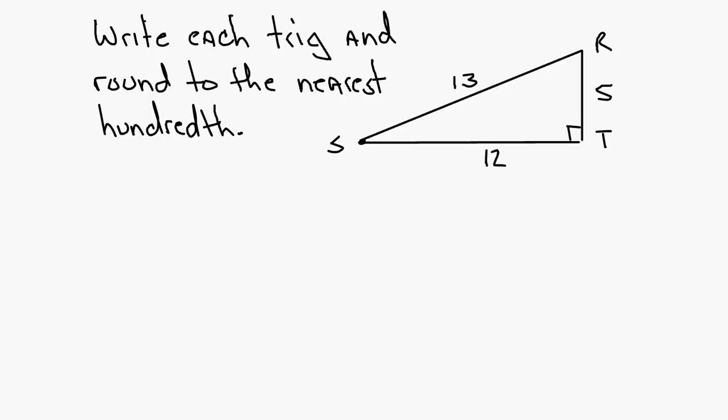So when you're writing trig ratios, you don't write trig ratios for the right angle, because when you're dealing with opposite and adjacent and hypotenuse, nothing makes sense in regard to the right angle. So we're going to write the sine of angle S, the cosine of angle S, and the tangent of angle S.